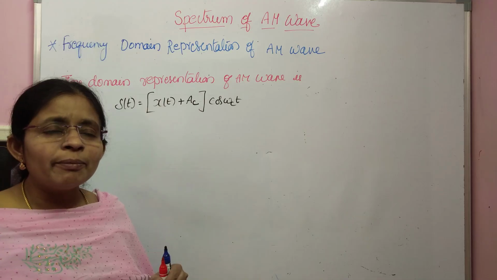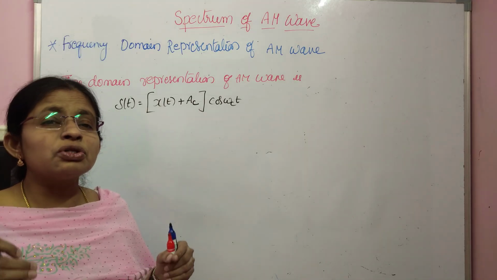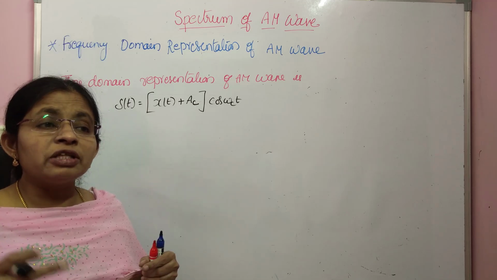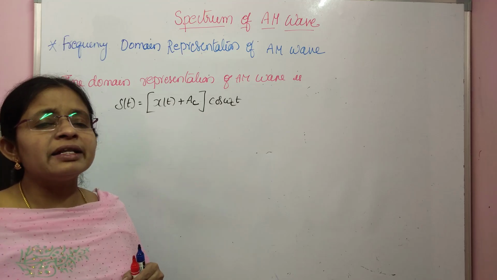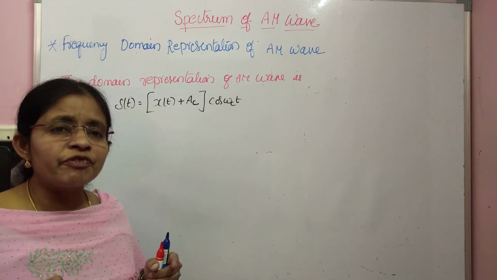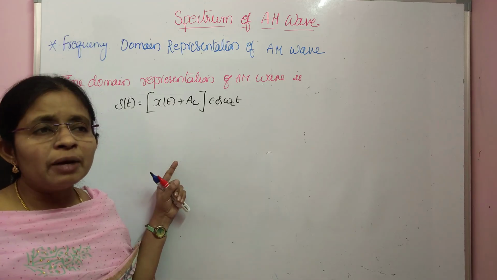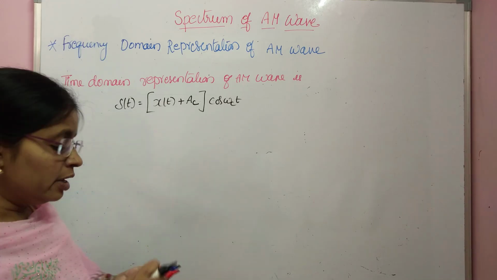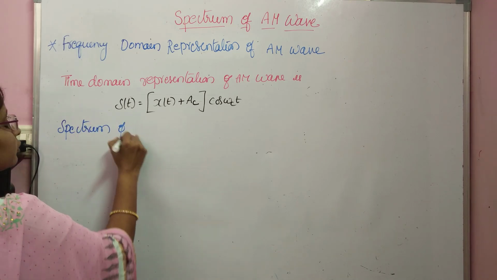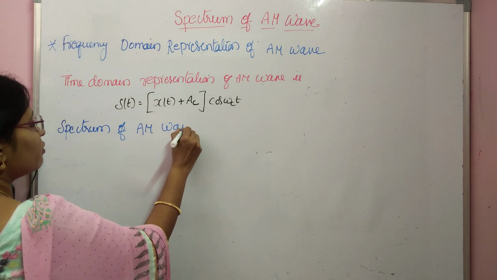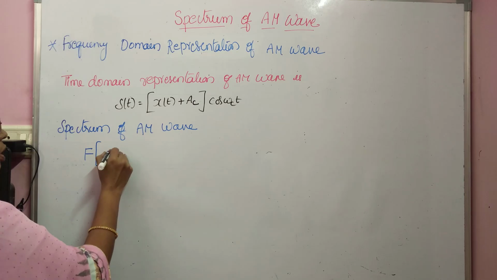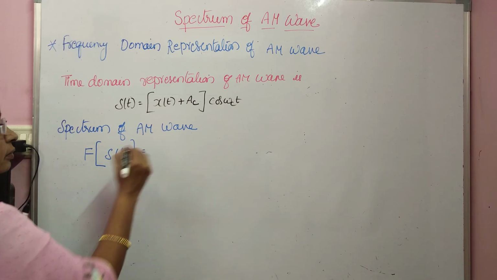Fourier transform or Fourier series are used to get the different frequency components, the frequency coefficients, or the frequency information contained in that particular wave. So here also, to get the frequency information about the AM wave, we have to apply the Fourier transform to the AM wave. So now, how to get the spectrum of AM wave? Simply apply the Fourier transform, that is F of s(t).